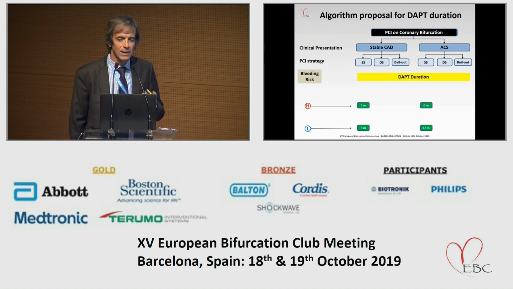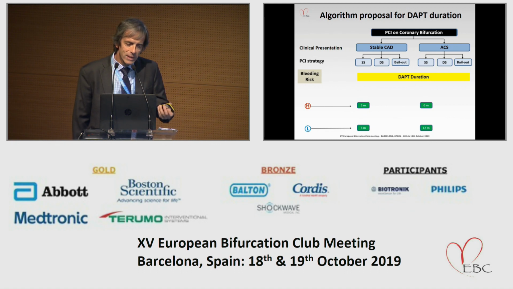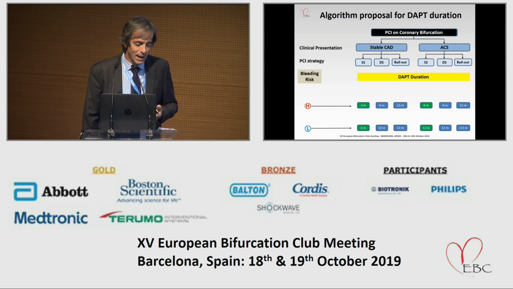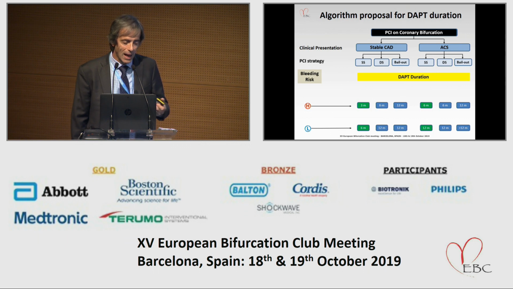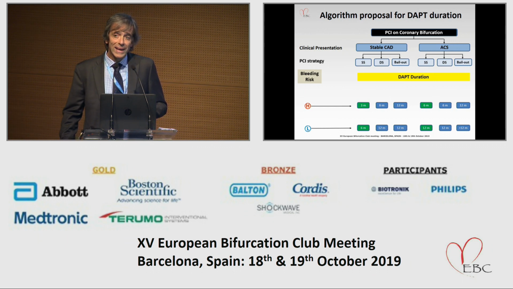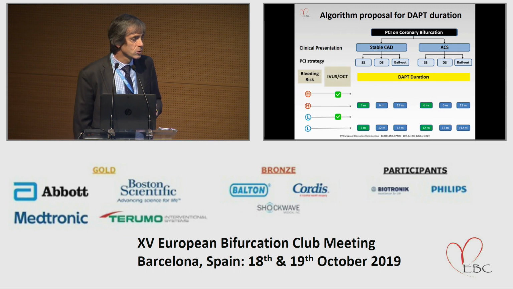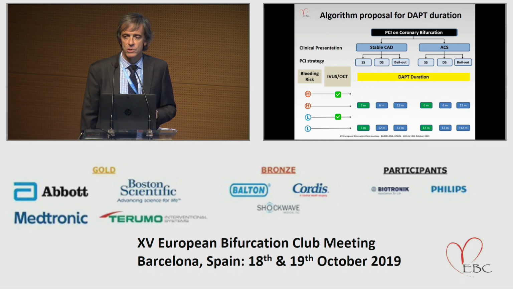Bifurcation can be treated with double stenting, and double stenting can be planned or can be in bailout. These are situations in which we have increased thrombotic risk. So we should theoretically modulate in patients with a low bleeding risk. We can go at least to 12 months, and even more if the patient is coming from an acute coronary syndrome or in a bailout situation. However, we can de-potentiate the therapy in case we have the use of intravascular imaging. We now have this possibility.